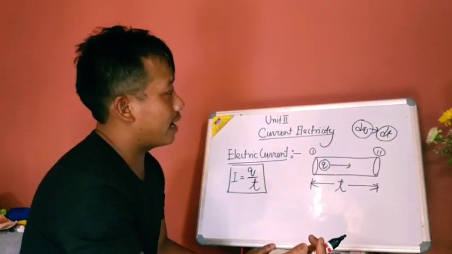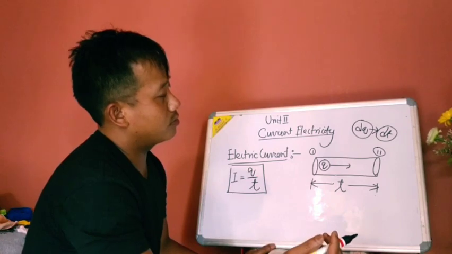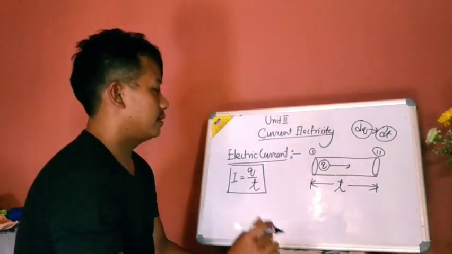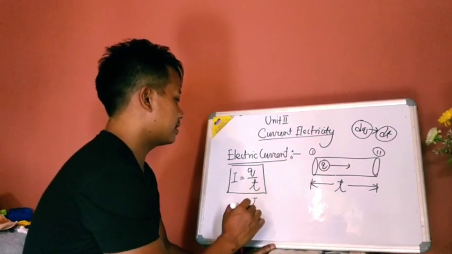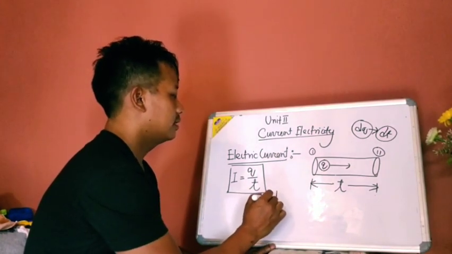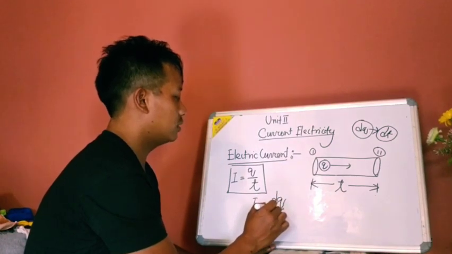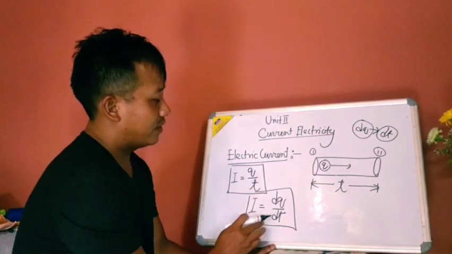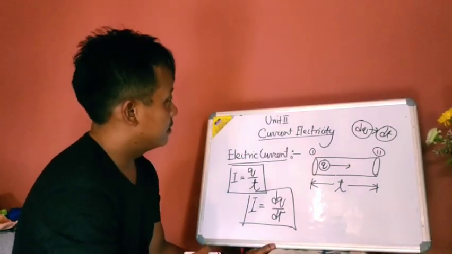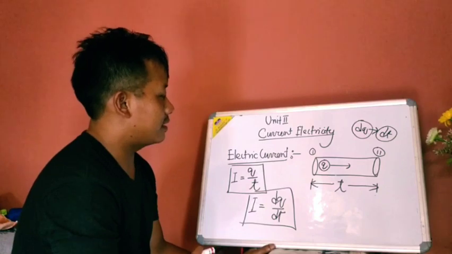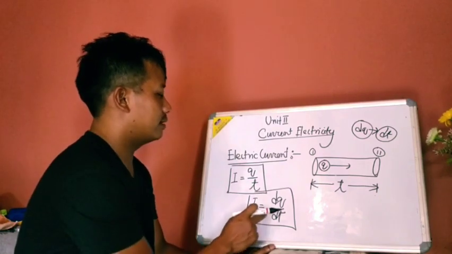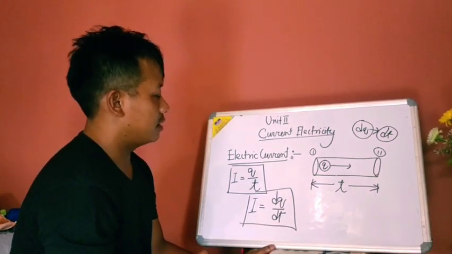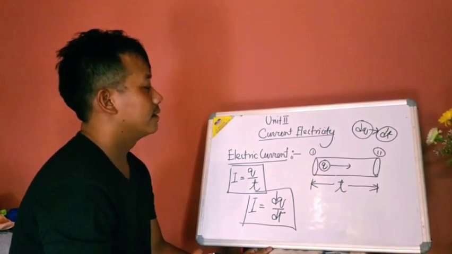When a small charge dq passes through the conductor in a small time dt, then we define instantaneous current as the differentiation of q with respect to t. So dq by dt represents instantaneous current. So instantaneous current is represented by the differentiation of q with respect to time t. So this is how we define instantaneous current.